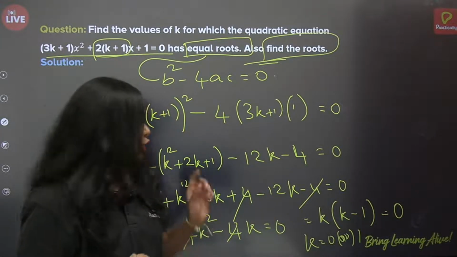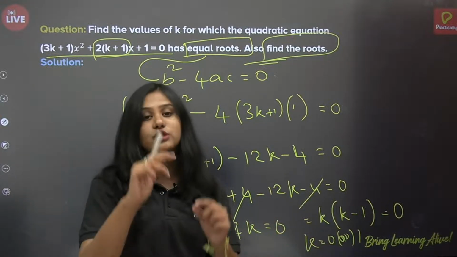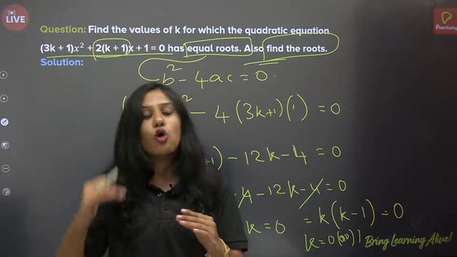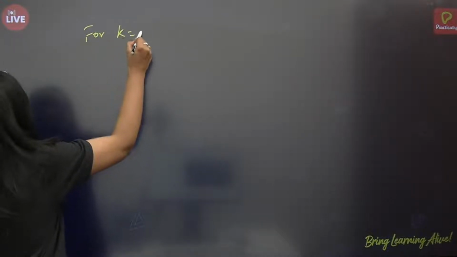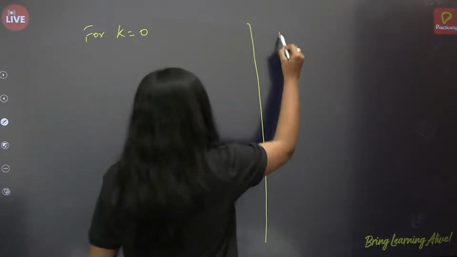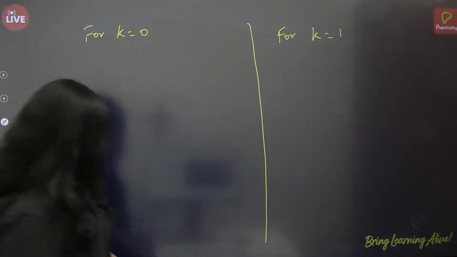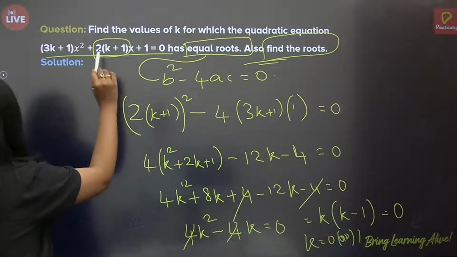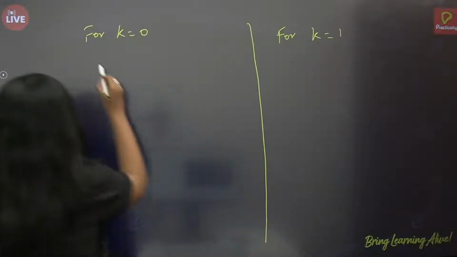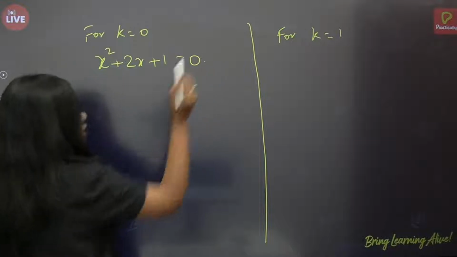But here is the catch. You got values of k, 0 or 1. So now you have to put the value k equals to 0 and solve the equation, also k equals to 1 and solve the equation. Okay? Let's do it quickly. For k equals to 0 and also k equals to 1. So first let us solve for k equals to 0. Let's substitute. 3 of 0 plus 1. So x square plus 2x plus 1 equals to 0.